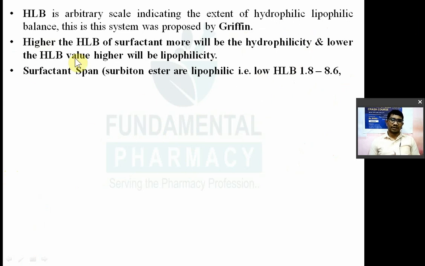This is surfactant. There are three types. Surfactants are of three types: anionic, cationic, ampholytic. Anionic, cationic, non-ionic, like that. So, for example, Span surfactant is a sorbitol ester. So it is lipophilic in nature. Their HLB value is 1.8 to 8.6.